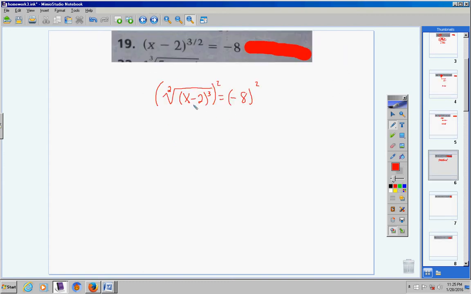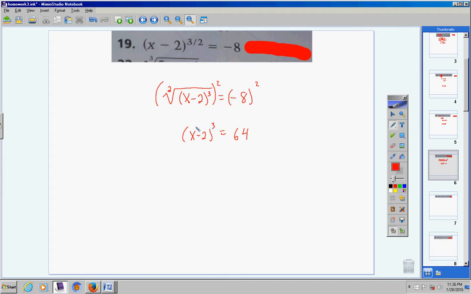But anyways, back to this problem. Right now I don't have to worry about that because I'm using the radical method. Squaring a square root, so I'm left with this. Over here, negative 8 times negative 8 is 64. Got it? Now, I have a 3 I want to get rid of.